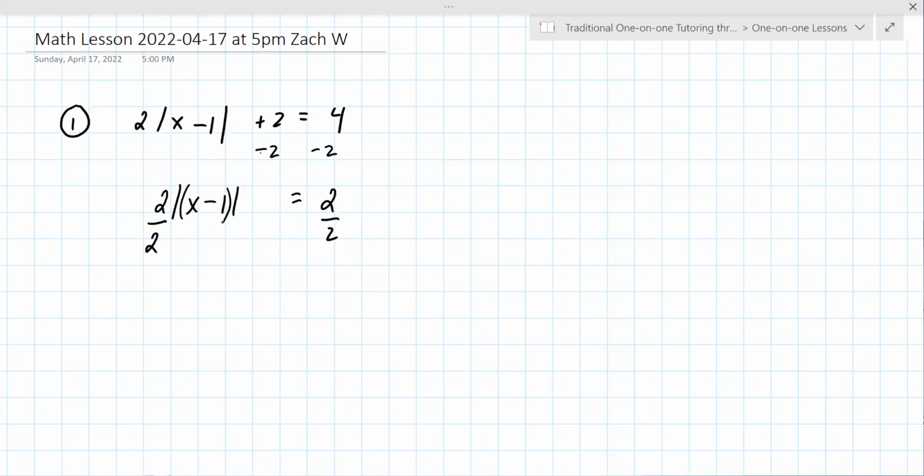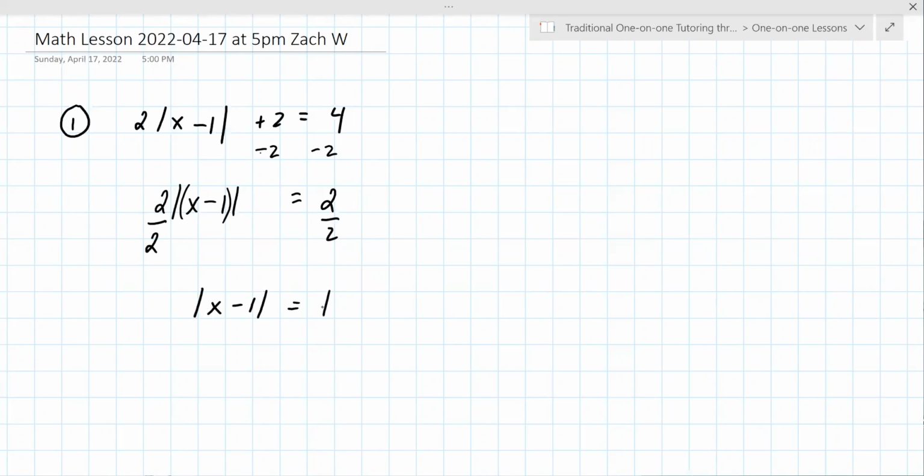You can't do anything there with it. So it's like untouched. So if there were like a 4x minus 8, you would still only divide the first one by 2. All right. So this becomes the absolute value x minus 1 equals 1.